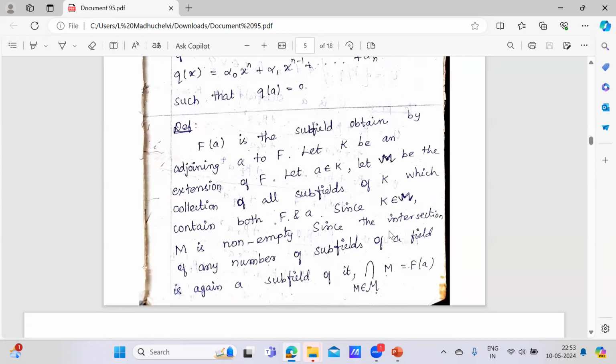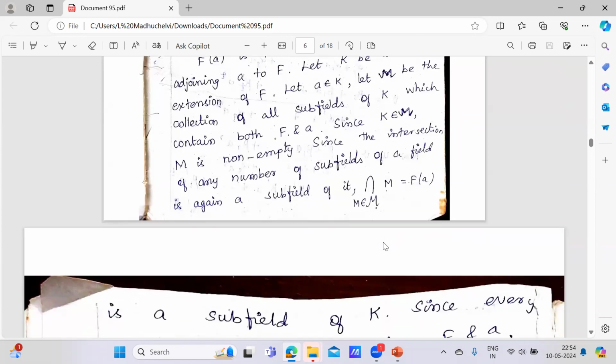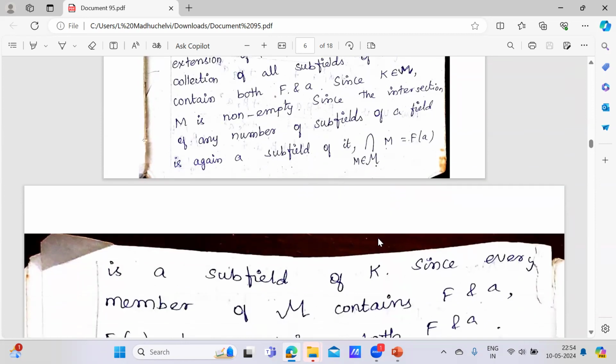Next, we are going to see the adjoining field. That is, F of a is the subfield obtained by adjoining a to F. Let K be an extension of F. Let a belongs to K. Let M be the collection of all subfields of K which contain both F and a. Since K belongs to M, M is non-empty. Since the intersection of any number of subfields of a field is again a subfield of it, the intersection over M belongs to M, and the intersection of M equals F of a.